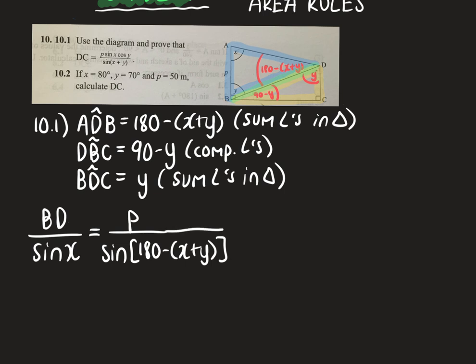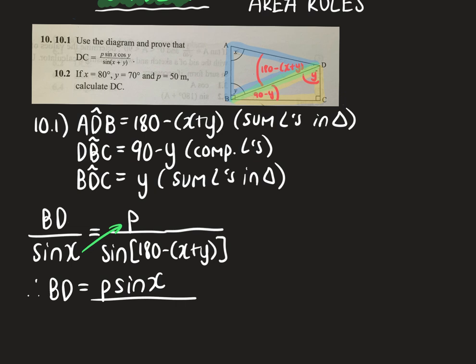Okay, and that is my sine rule. Now I want to solve for BD. So BD, I'm going to bring the sine x up. That's always what we do, guys. Remember, we're going to bring it up there, and that's going to be times-ing. So it's P sine of x all over sine of x plus y.